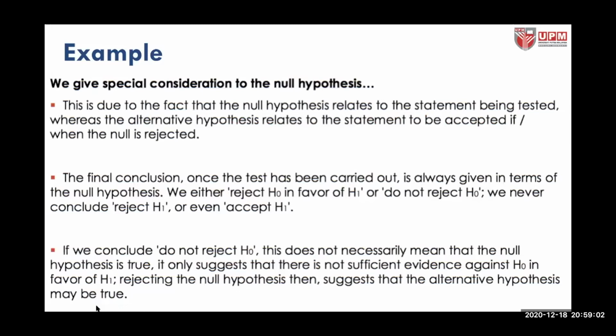We give a special consideration to the null hypothesis. This is due to the fact that the null hypothesis relates to the statement being tested, whereas the alternative hypothesis relates to the statement to be accepted if the null hypothesis is rejected. You can see that if it is not the null hypothesis, it can be alternative hypothesis 1 or alternative hypothesis 2. And the final conclusion, once the test has been carried out, meaning that you have done your experiment or simulation or surveys, so you will get the result. Is it proven? It is always given in terms of the null hypothesis.